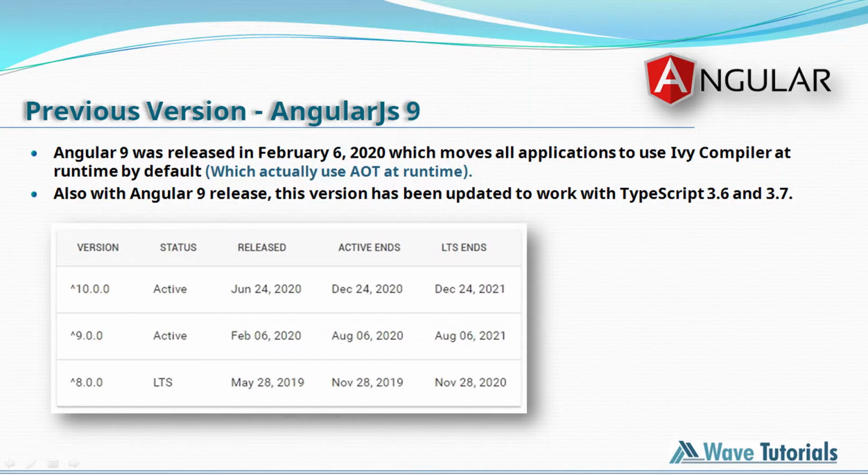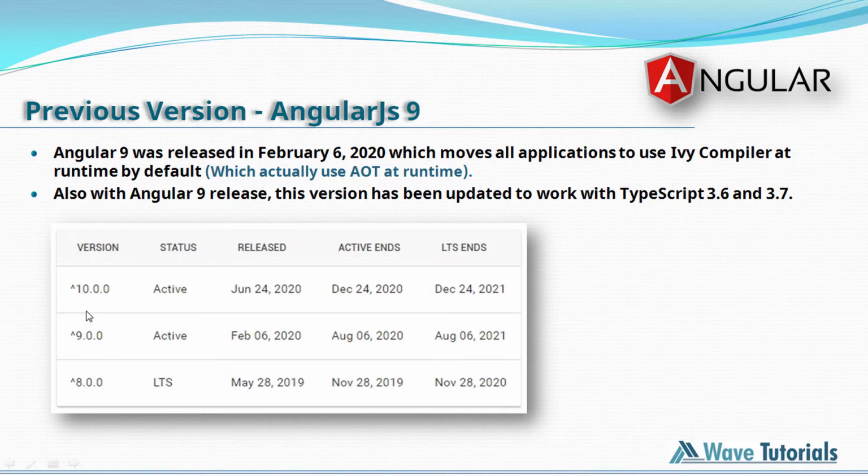In the previous version, Angular 9 was released on Feb 6, which moved all applications to use the IVY compiler at runtime by default, which actually uses AOT at runtime. We will discuss AOT in our next session. Also, with the Angular 9 release, this version was updated to work with TypeScript 3.6 and 3.7, whereas Angular 10 has been updated to work with 3.9.